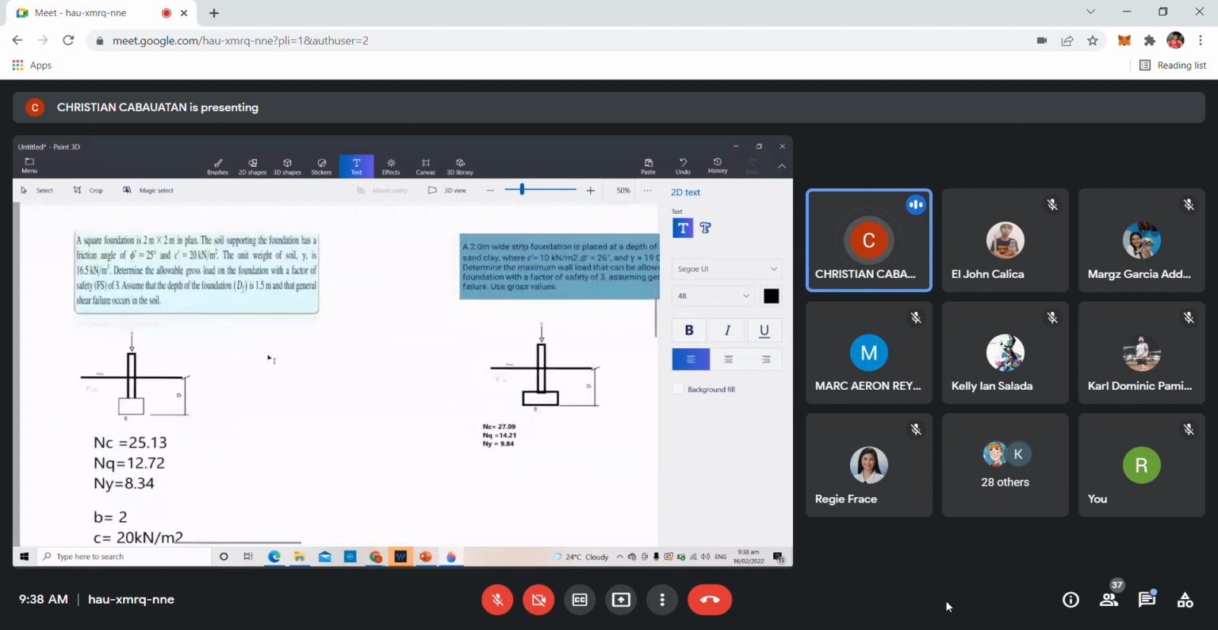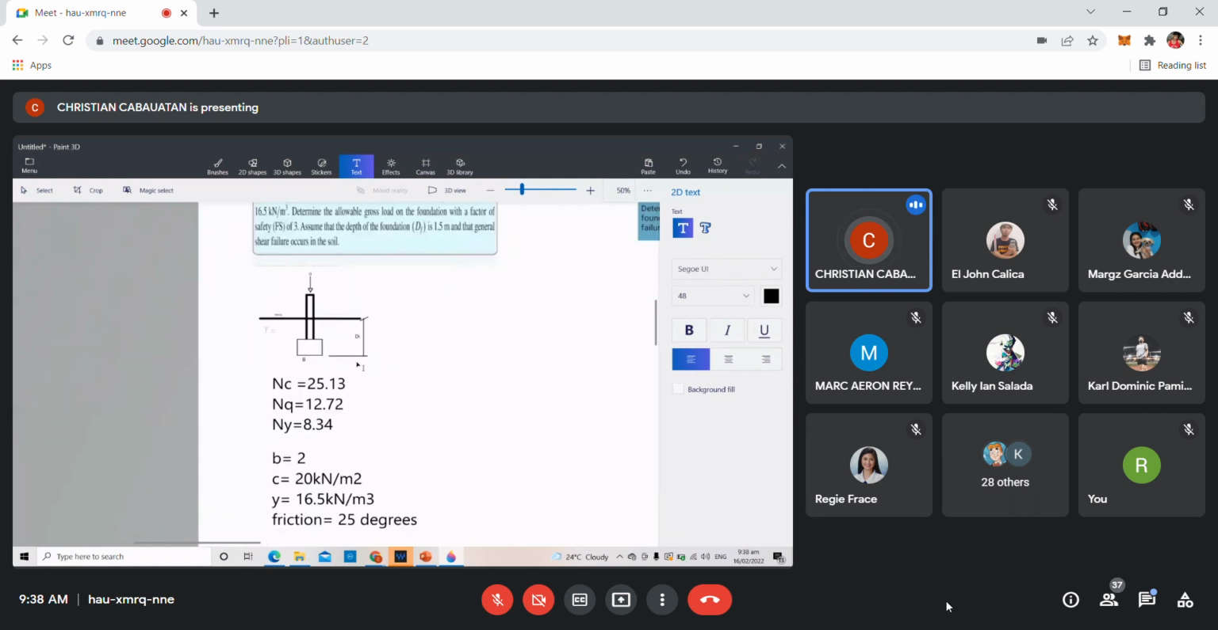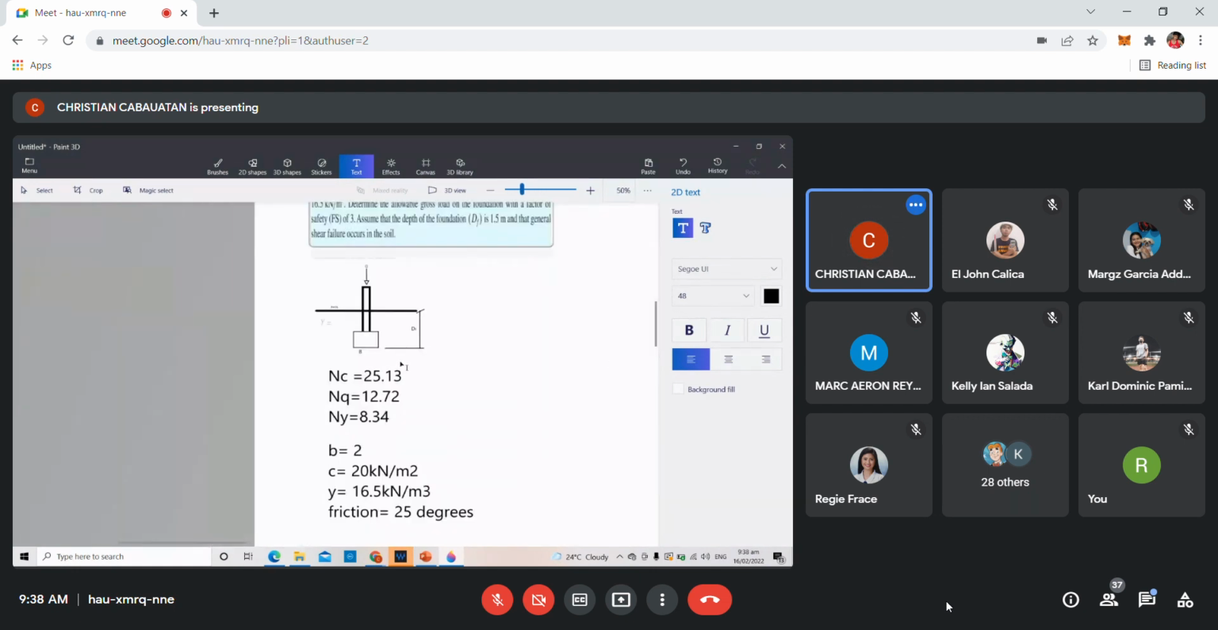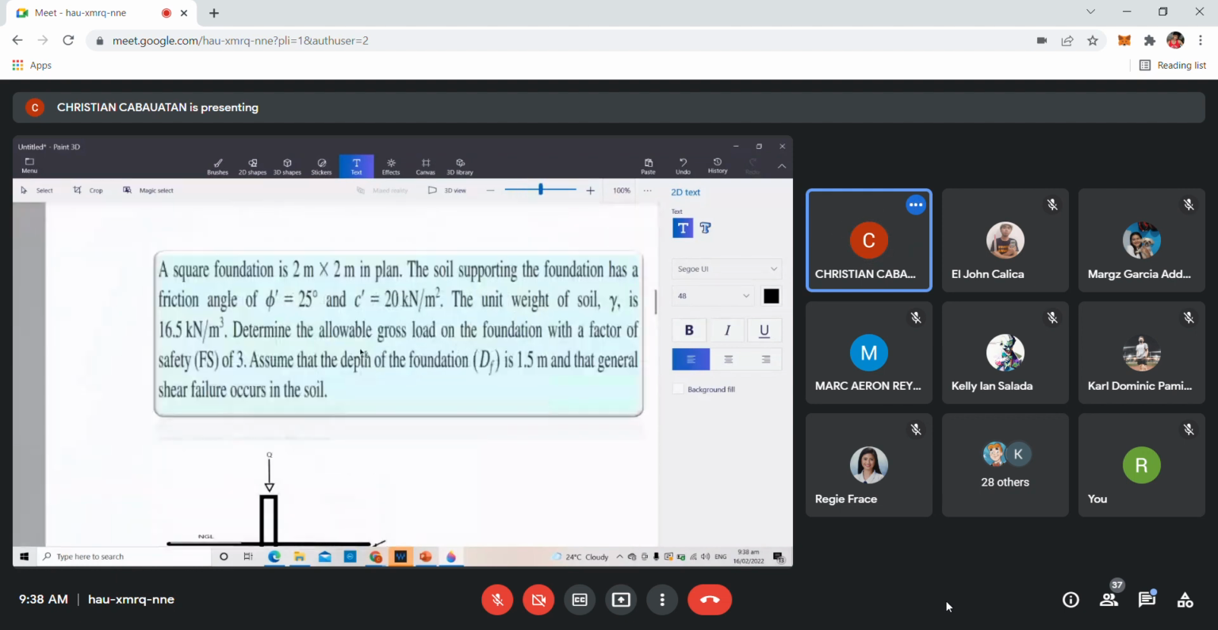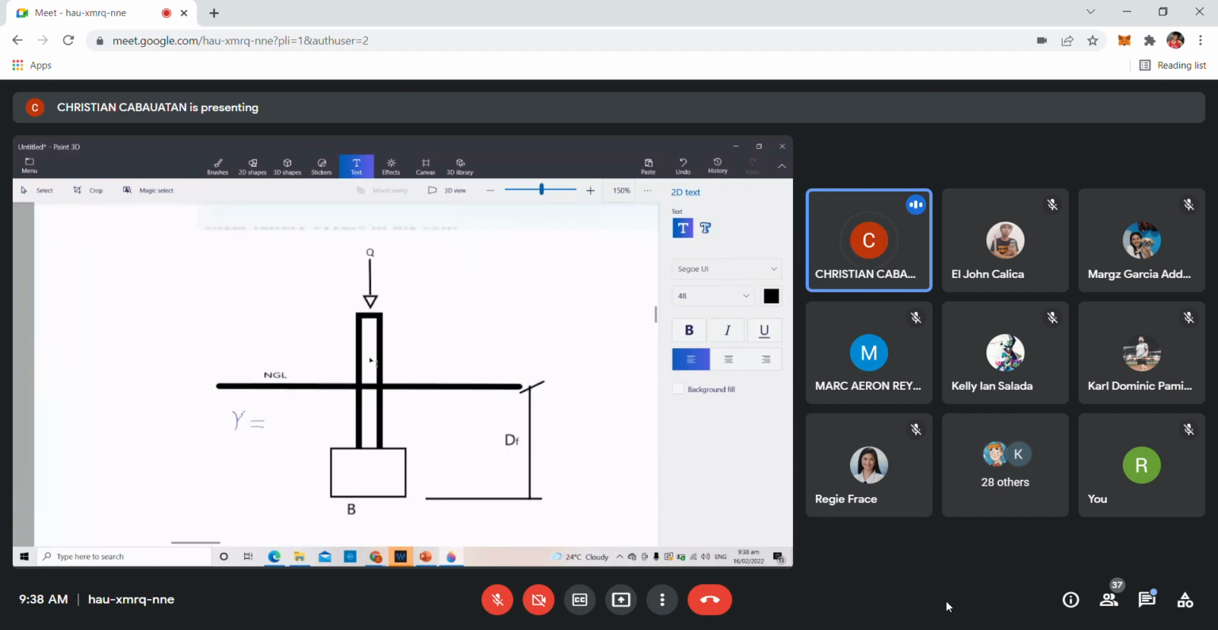Ayan, ginawa ko na dati because this set 3, nag-solve na kami yesterday. Okay, nandiyan na yung problem. So this is the problem and this would be the illustration. Okay, the gamma, the unit weight of the soil, the depth of the footing, the width of the footing, since it is a square, it is 2 by 2. Okay, and then the Q, this would be the unknown, no? Kung ano yung allowable gross load na i-apply natin.